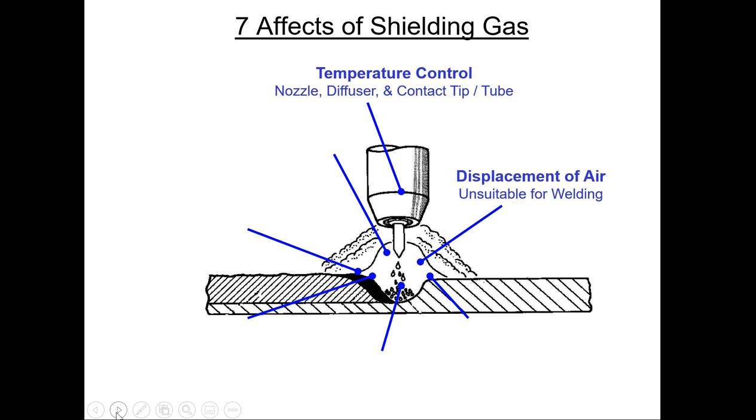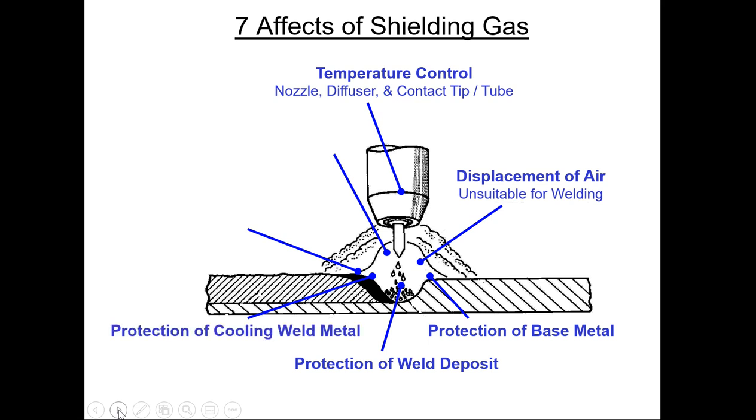Displacement of air. Air is no good. The 78% nitrogen alone is a problem, but the 21% oxygen is even more of a problem. All these things tend to contaminate the weld and give us problems. We need our inert atmosphere. Inert means it does not combine with anything else to create any new compounds, so it's not going to affect the base metal. We need to protect the base metal. We need to protect the weld deposit. We need to protect the cooling weld metal behind the puddle. There's always a liquid area behind the weld puddle. If that's not protected, it's going to oxidize, and it's going to oxidize badly.